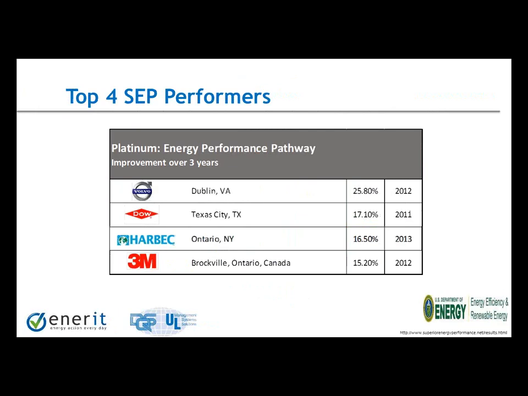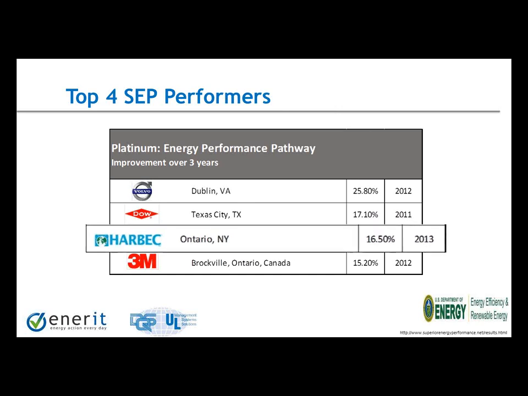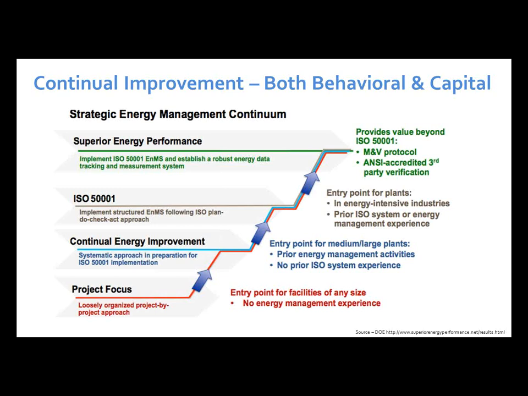The top four Superior Energy Performance performers are listed there: Volvo, Dow, Harbec, 3M, and you can see the range of savings that they've achieved over 3 years, from 15% to 25%. And just highlighting, Harbec is one of our customers that is a platinum SEP client, and they've achieved 16.5% savings so far. Don, if you want to speak about these next couple of slides.